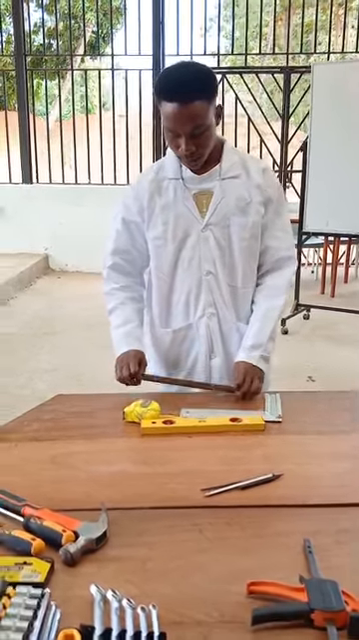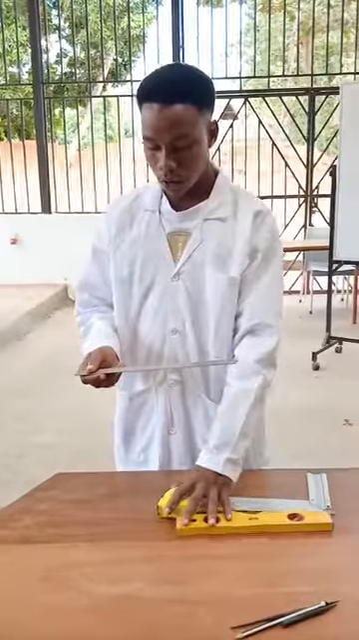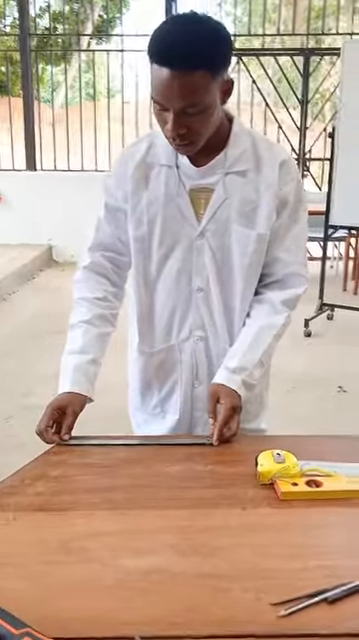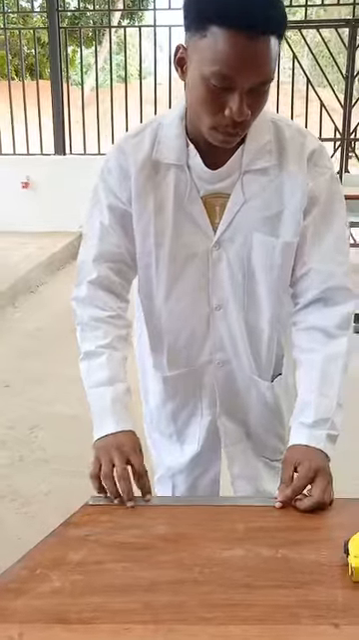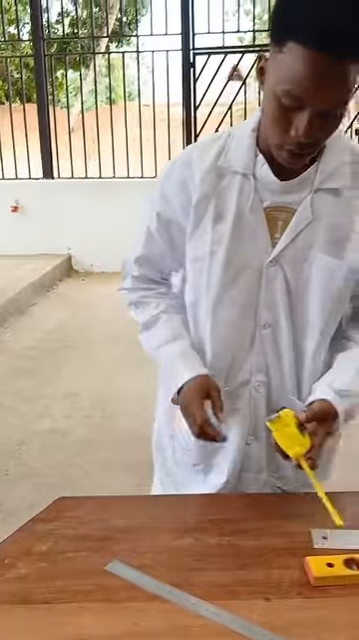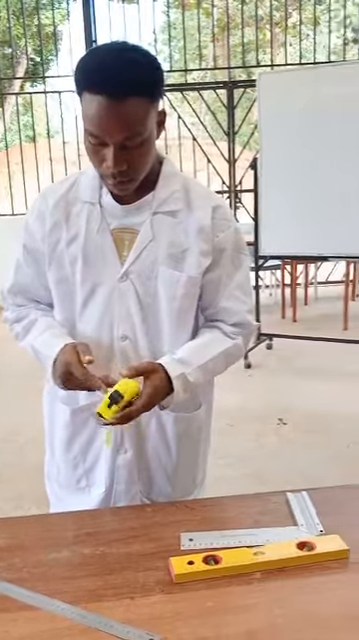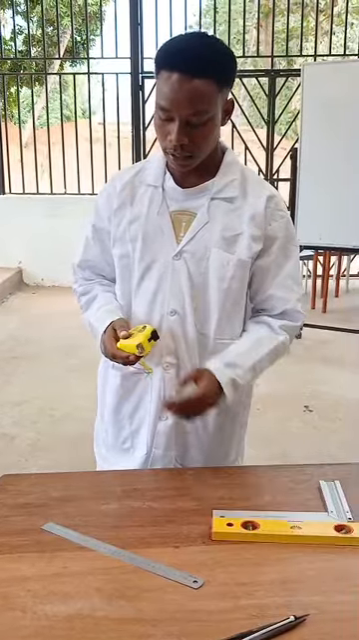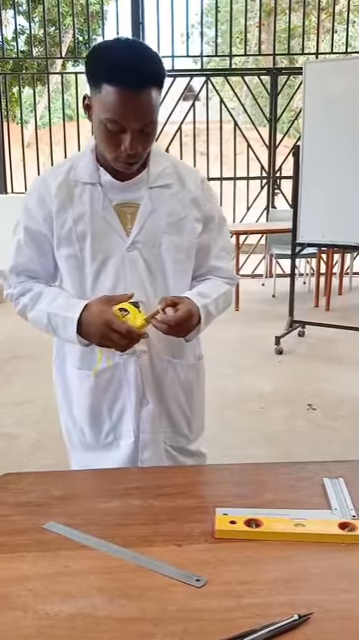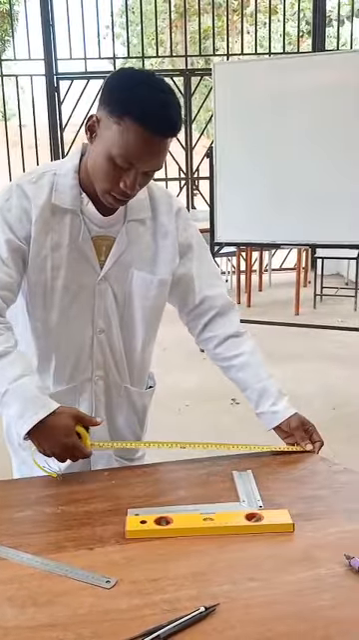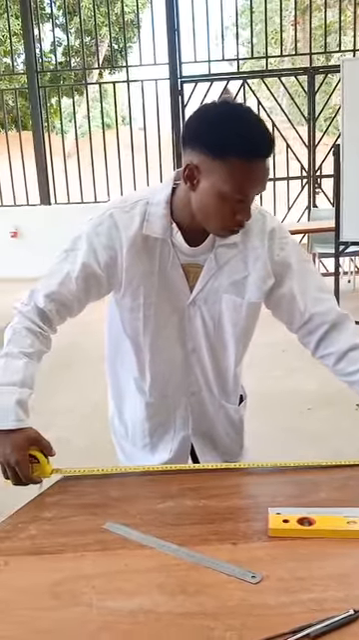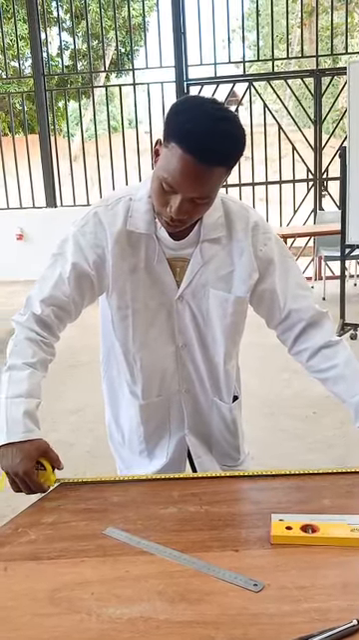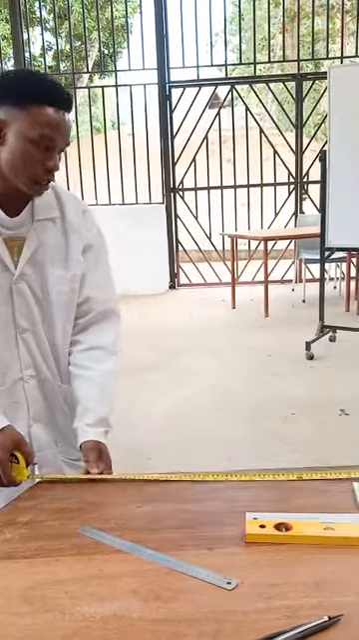First, we have the steel rule. This is used to measure short distances, like here. And the second tool, you have the steel measurement tape. This is used to measure long distances. For example, you can measure the length of this here, and if you have adjusted it, you have to close it at the end to reduce accidents. You can measure like this one.